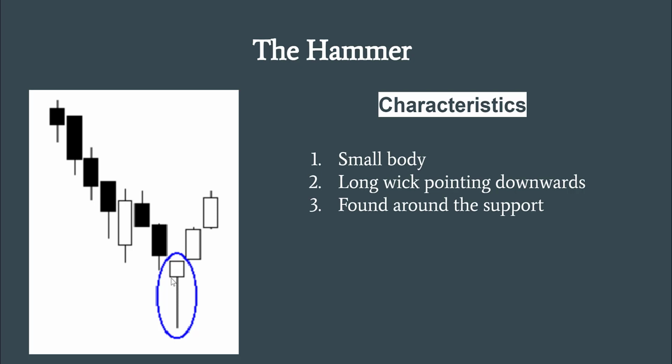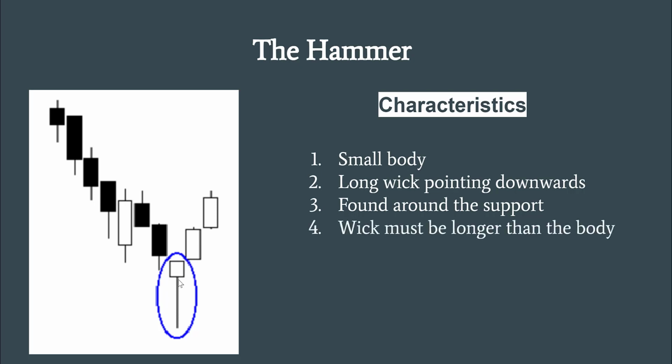Then number 3, you must find it around the support area of your chart. And when we're talking about support, support is usually the point on the bearish trend where the market tends to fail to go below, where the market usually reverses on a bearish trend. That's a support. So this is kind of a support region. So this candlestick is found around the support region.